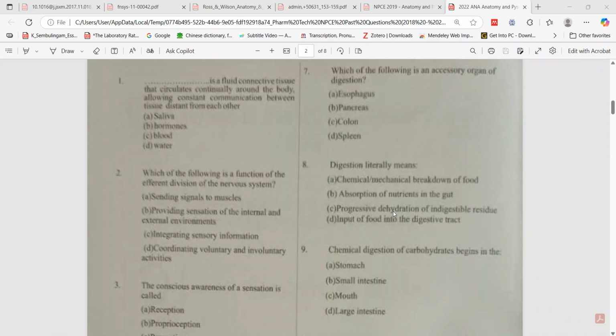Question 9. Chemical digestion of carbohydrates begins in dash. Mouth. Excellent. Correct.